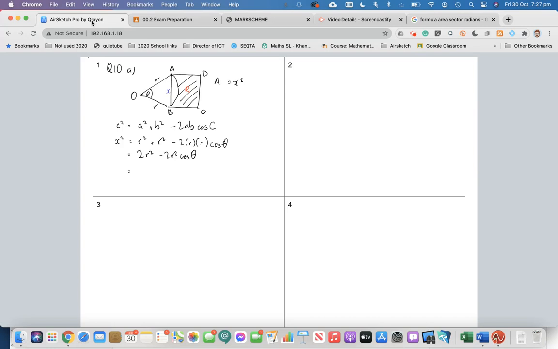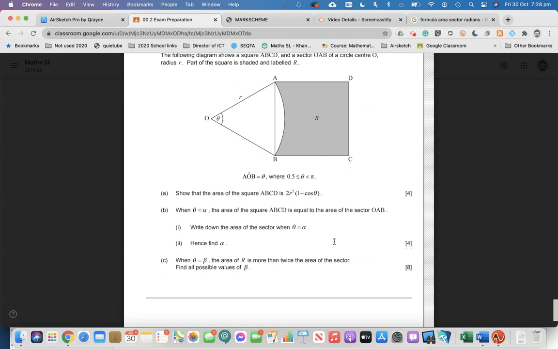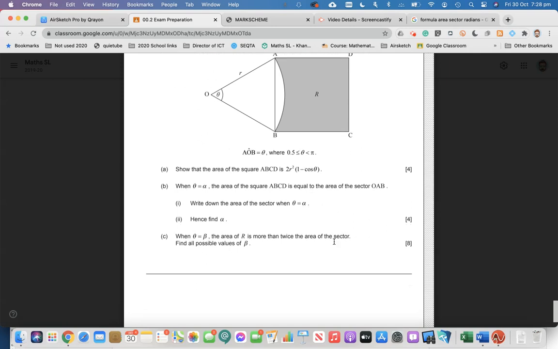There's a common factor of 2r squared there. 2r squared times what will give you 2r squared? It's not times nothing, because 2r squared times nothing is nothing. 2r squared times 1 is 2r squared. And then I'm left with a cos theta in my second term. And that is the area, 2r squared (1 minus cos theta). So that's basically part A done. It's always nice when they give you a result to work towards, because at least it gives you a sense of where to go.